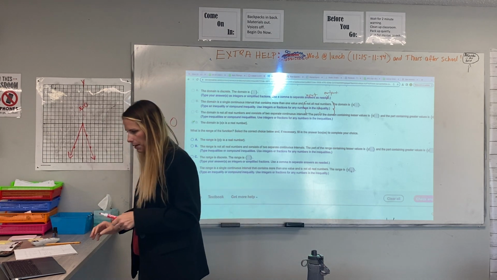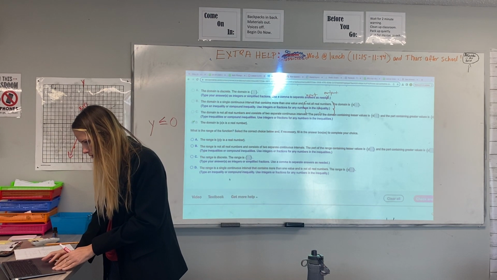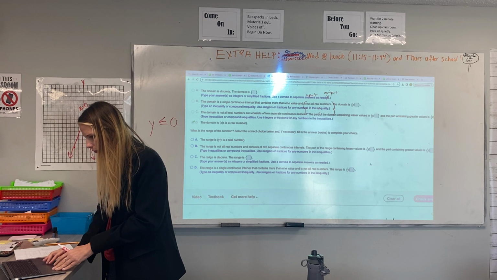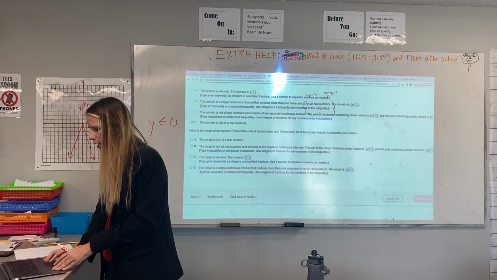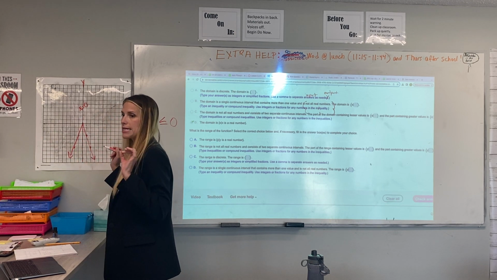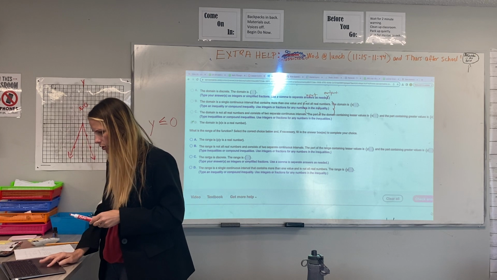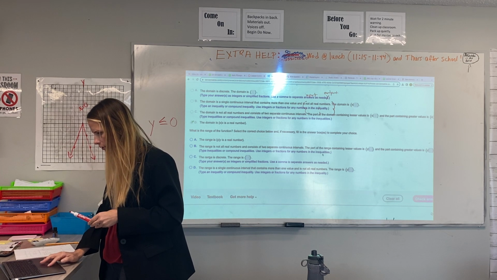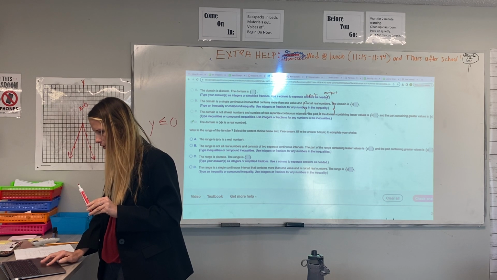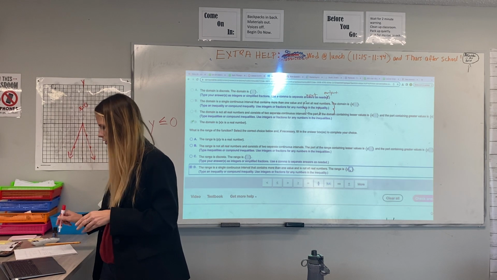All right, so we're going to type that in so I can get the next question. Yeah. So the range is, no, it's not discrete because it continues. Discrete would be if it had specific points that were not connected. So the range is not a real number. Okay, that's for something else. The range is a single continuous interval that contains more than one value and it's not all real numbers. The range is choice D.